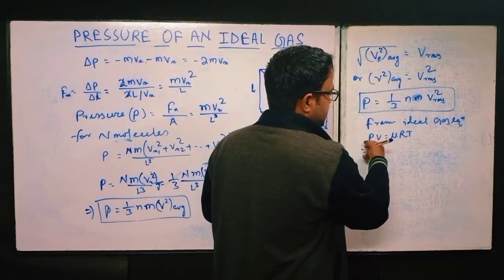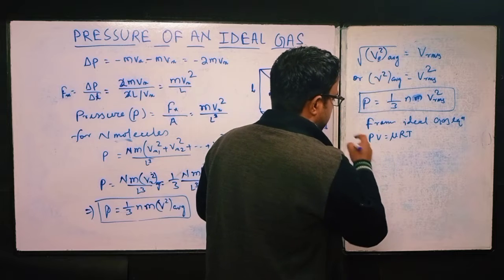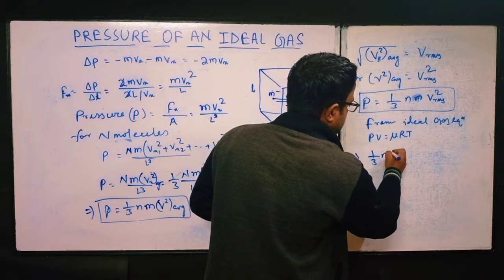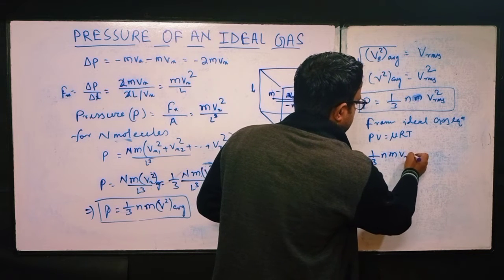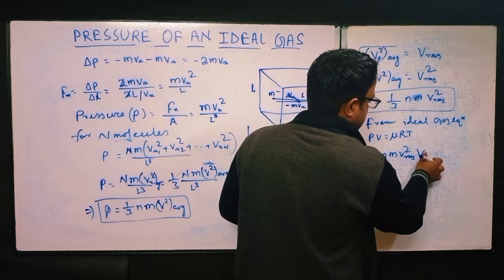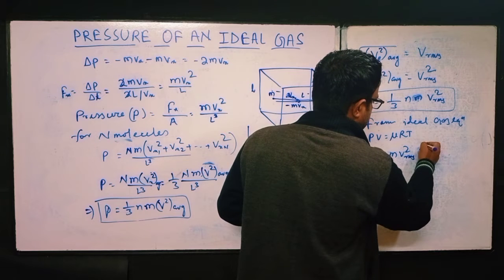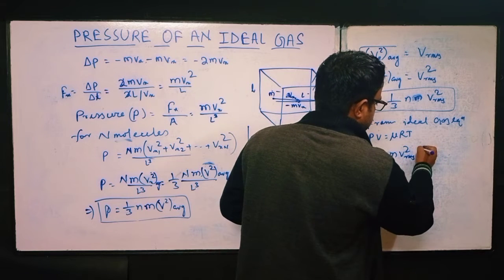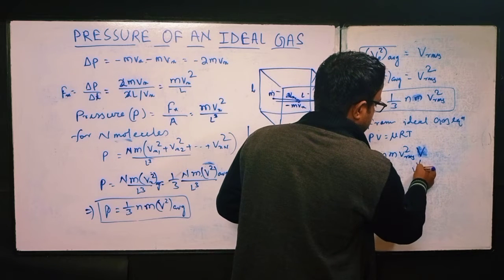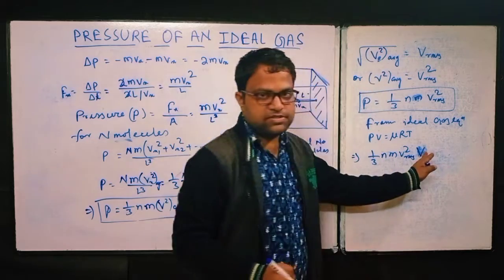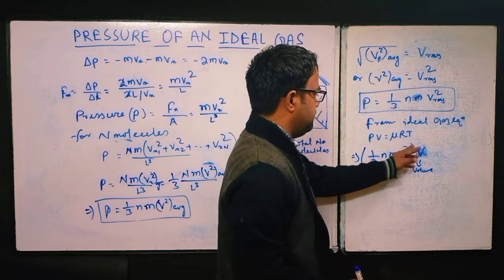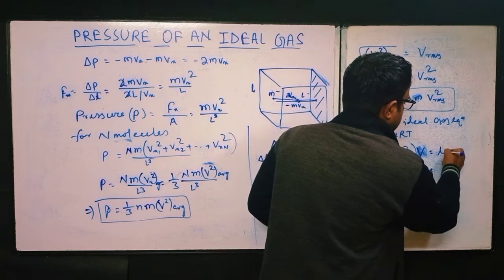Now we'll replace this P here and find a relationship for V RMS. So pressure we can write as 1 by 3 n m V RMS square. This is your PV, where V is volume. If you get confused, remember this V is volume. P is put in from here, and V is this one, so equal to mu RT.